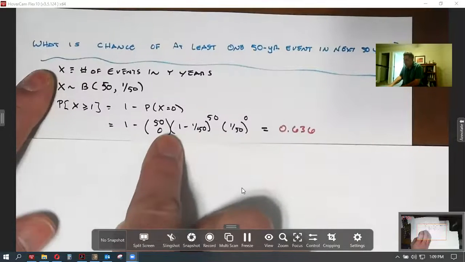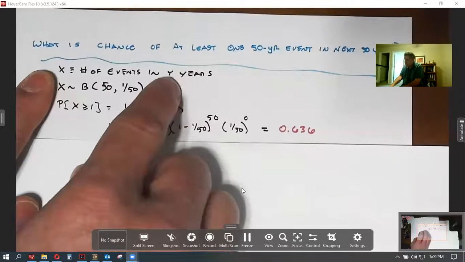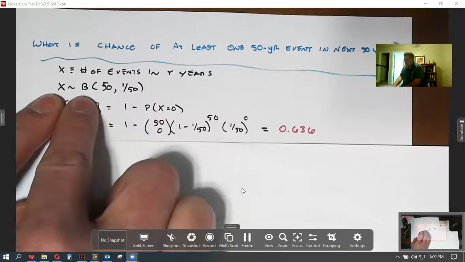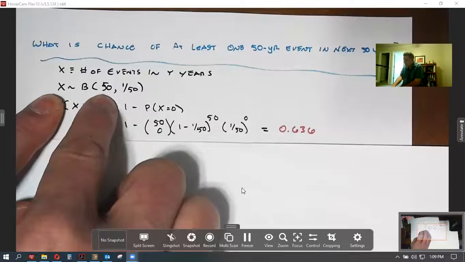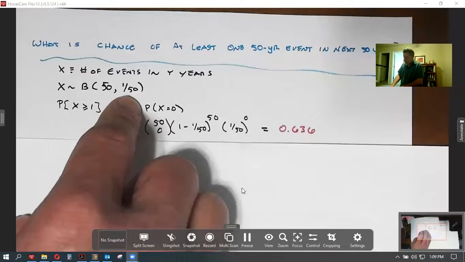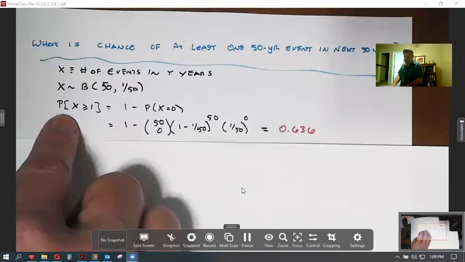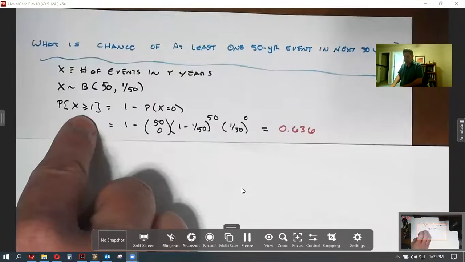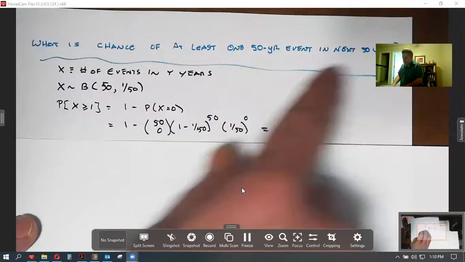Remember here that X can be defined as the number of events that we have in those Y years, and that X gets drawn out of a binomial distribution. We're going to have 50 trials, one for each year, where on each and every year we have a 1 in 50 chance of then seeing that event. So we're looking to find out what's the probability that X is greater than or equal to 1, that we have at least one of these particular events in the next 50 years.